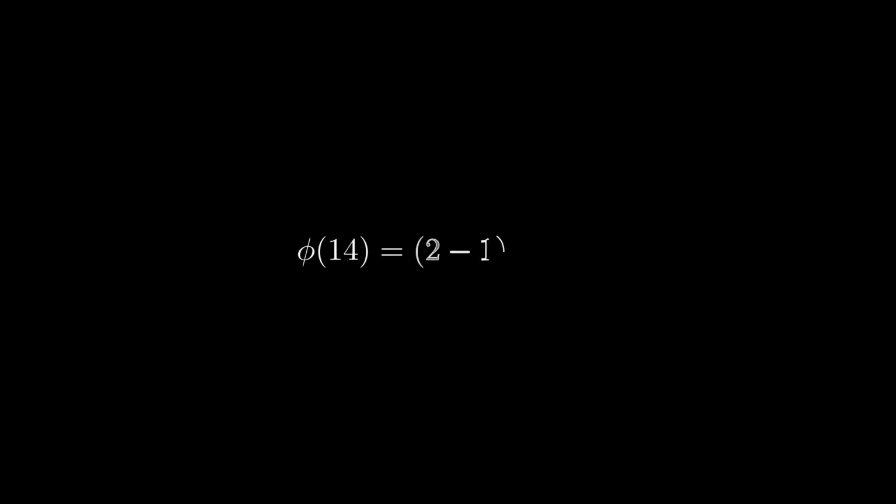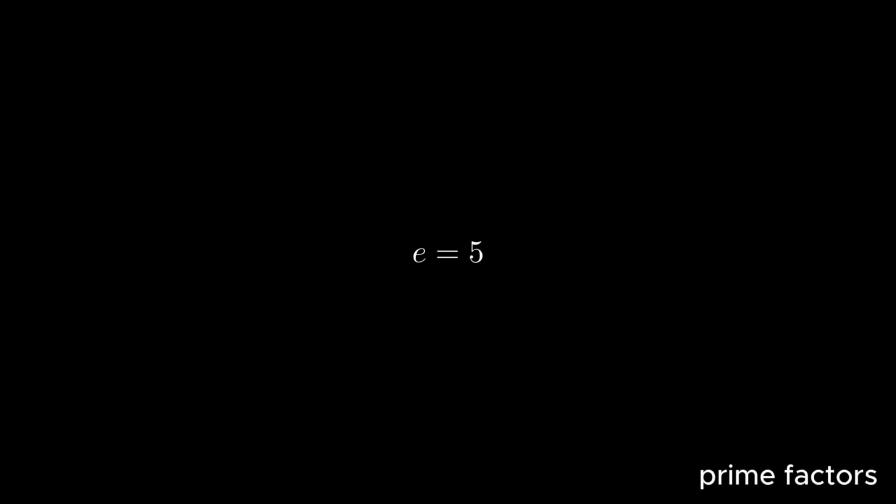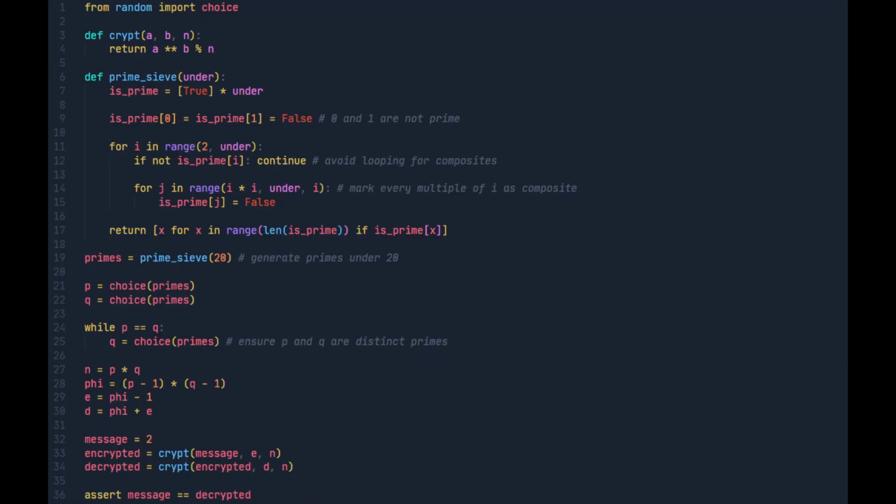Once we have phi, we can choose our encryption exponent, e, which has to be coprime with phi and n. A quick way to do this is to just subtract 1 from phi, because it's guaranteed to not share any factors with phi or n. For our decryption exponent, we want to pick a number that obeys the following rule. It turns out phi plus e will always satisfy this requirement if e equals phi minus 1. We have finally devised a method for implementing our own RSA.